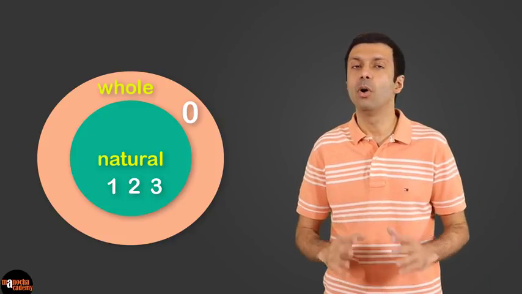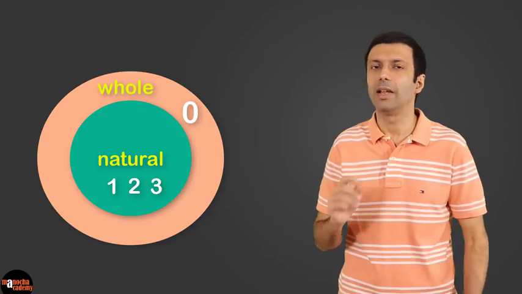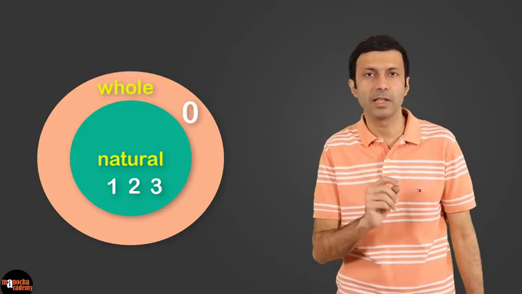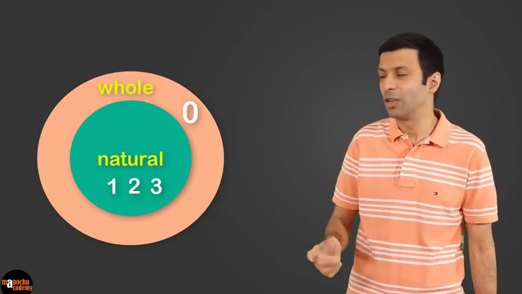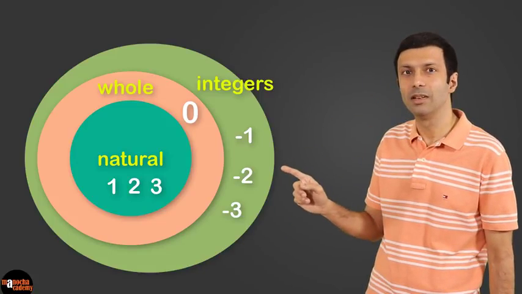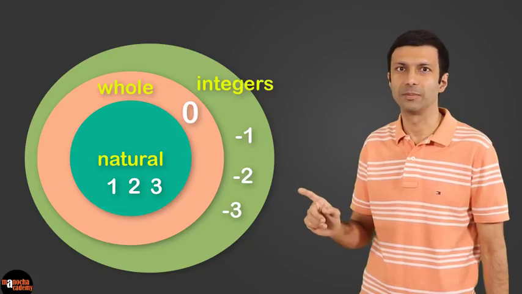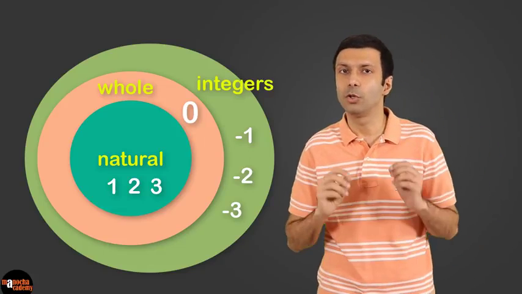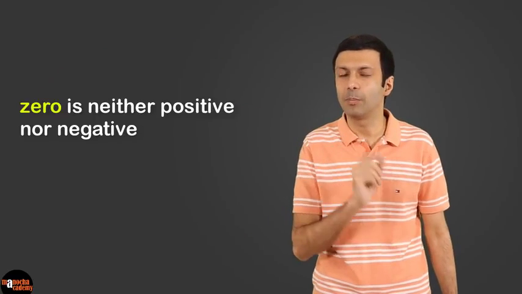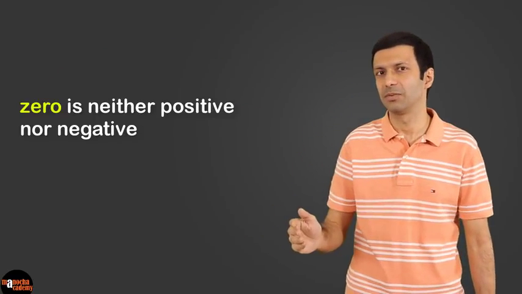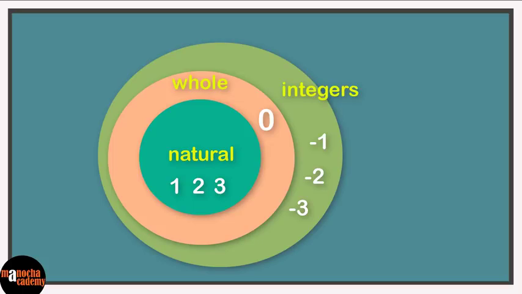Integers include all the whole numbers and negative numbers such as -1, -2, -3 and so on. So we can draw the integer circle around the whole numbers. One important thing for you to keep in mind is that 0 is considered neither positive nor negative. Let's place the diagram we just did on our concept board.